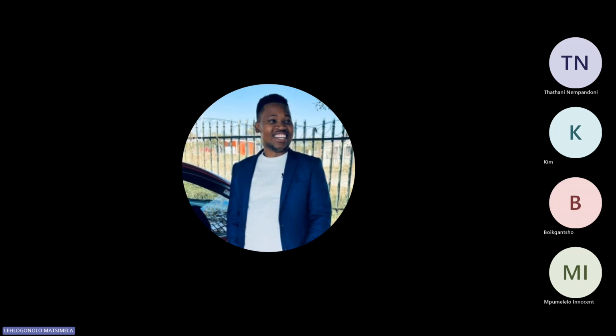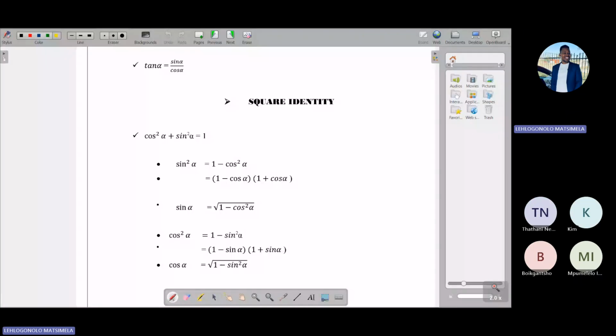Okay, the next part I want us to start with the identities. On the identities that we're talking about here, we will be talking about the simple identity of 1 and also the identity of the quotient. Quotient meaning when we divide one by the other, we get something. For example, we start with tan. Tan A, where A is an angle. It can be any letter like theta, alpha, beta, x and y. Here I wanted to use A as alpha.